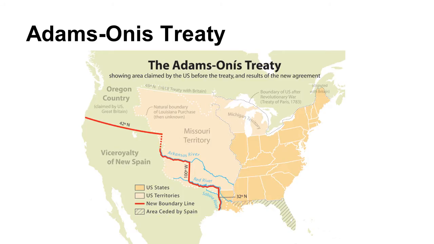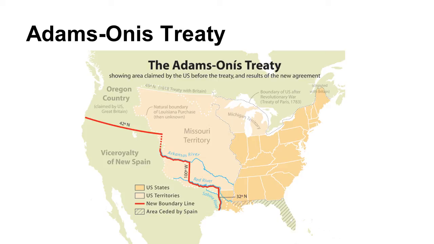Alright, next we have James Monroe. James Monroe has three main events or situations that are going on in his presidency. First one is called the Adams-Onis Treaty. Adams-Onis Treaty, the big thing to know about this is it gets Florida from Spain. So Spain cedes Florida to the United States.